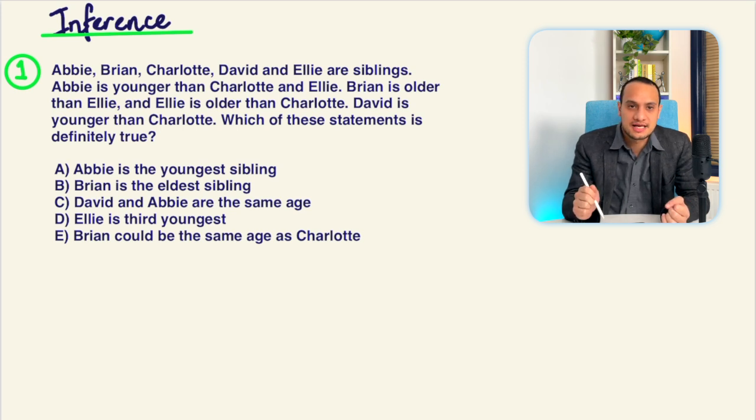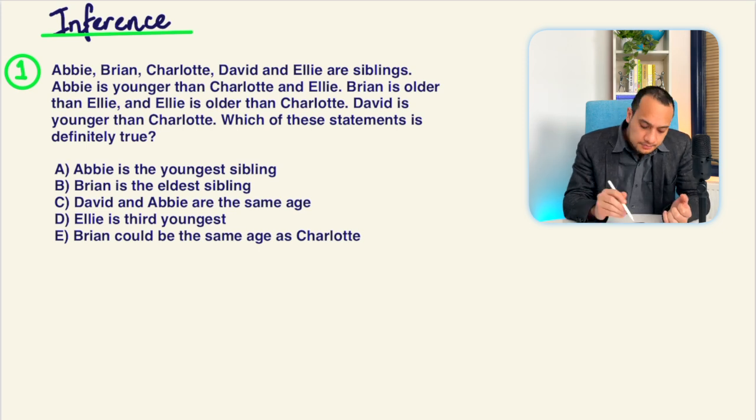So in this case, there might be different conclusions or possibilities that we come to, but we only need to match it to one of these statements. So the first statement is A, Abby is the youngest sibling. B, Brian is the eldest sibling. C, David and Abby are the same age. D, Ellie is the 3rd youngest. And E, Brian could be the same age as Charlotte.